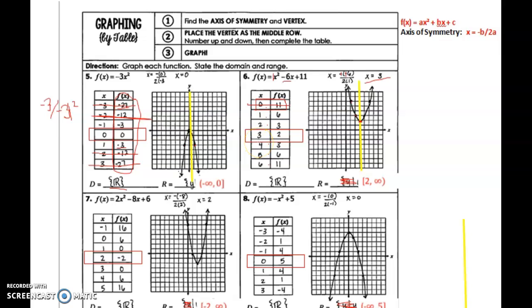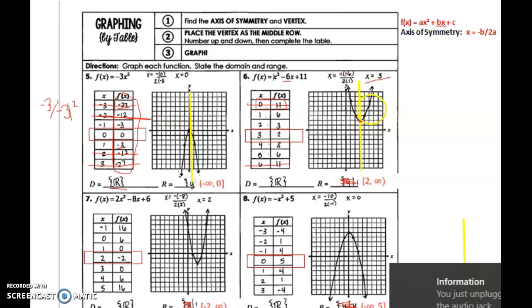We already plotted the vertex on that yellow line, the axis of symmetry. At 4, I get a positive 3 because it's going to mirror the other side. At 5, I get positive 6. Again, going to mirror the other side. At 6, I get 11. Too big, not on the graph. I still need to find 7 points to double check myself. Make sure I'm doing it correctly. And then to have a variety of answers. Some graphs will be bigger than others. Some will show it all.